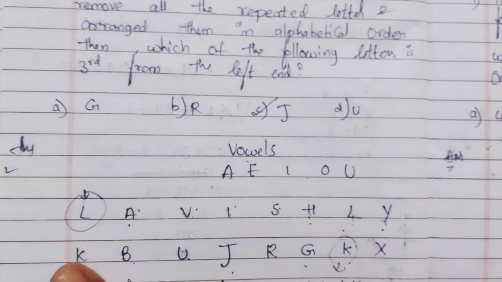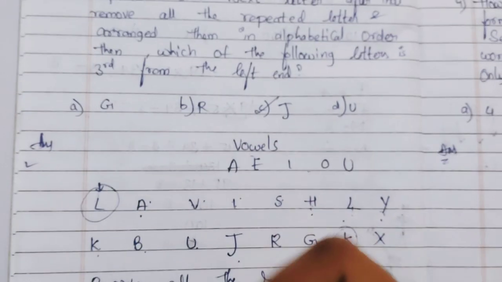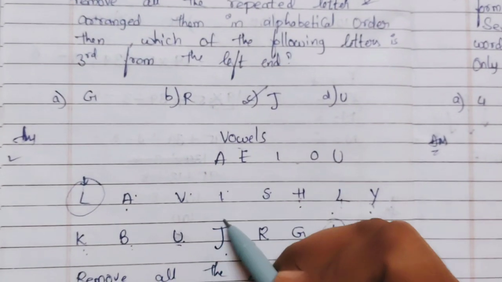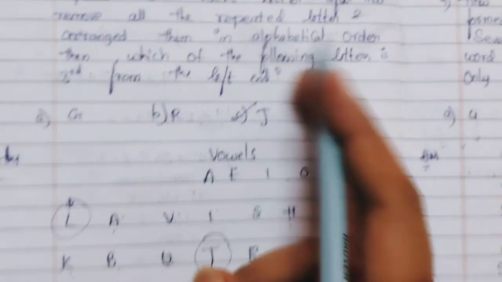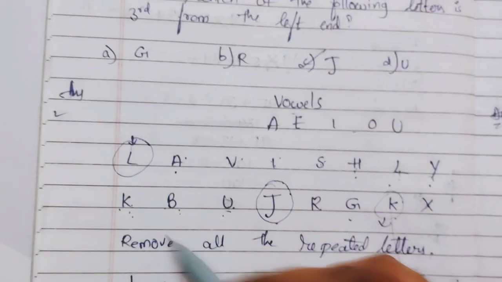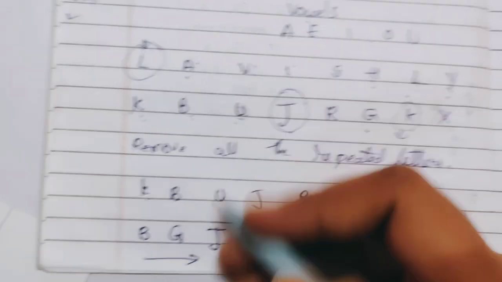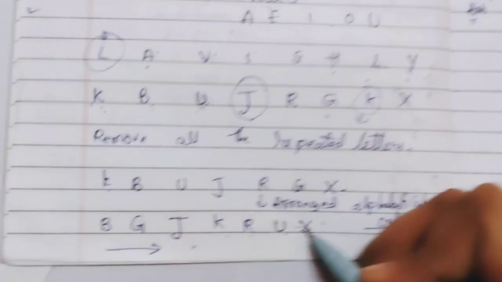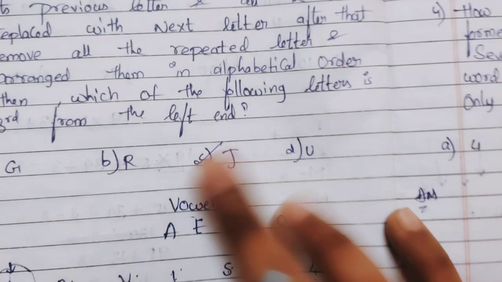Now it's asking which letter is third from the left end. From the left, we count 1, 2, 3. What does it say? Arrange them in alphabetical order. If we arrange these letters in alphabetical order, it is B, G, J, K, R, U, X. Now from the left end, the letter J is coming at the third position. So we'll write the answer J. See how simple it is.